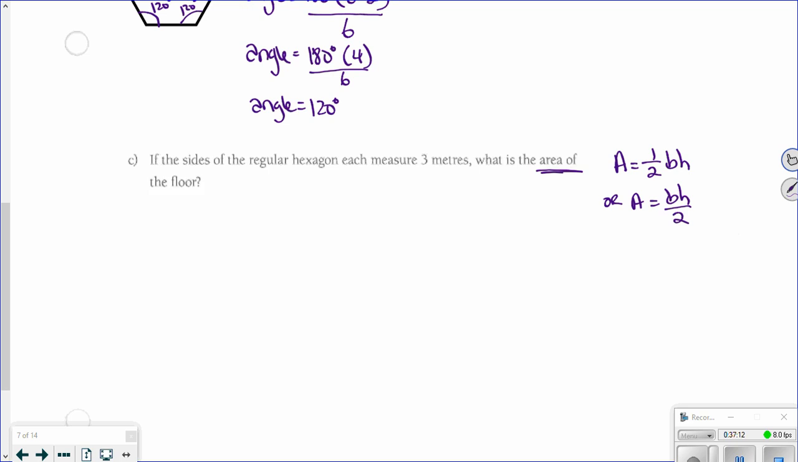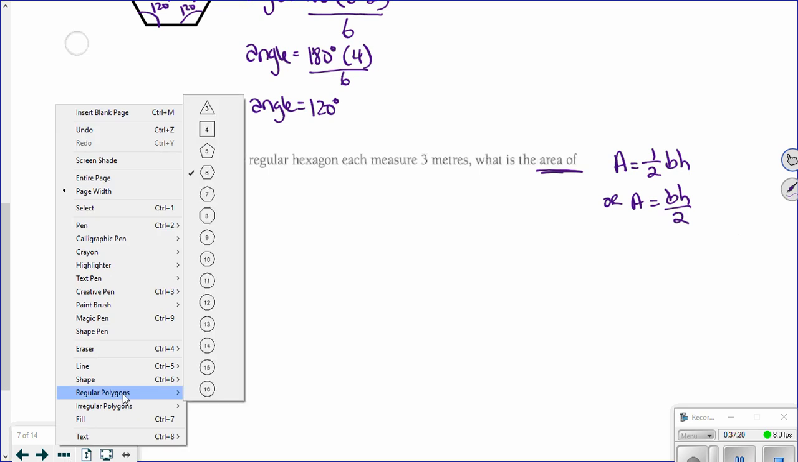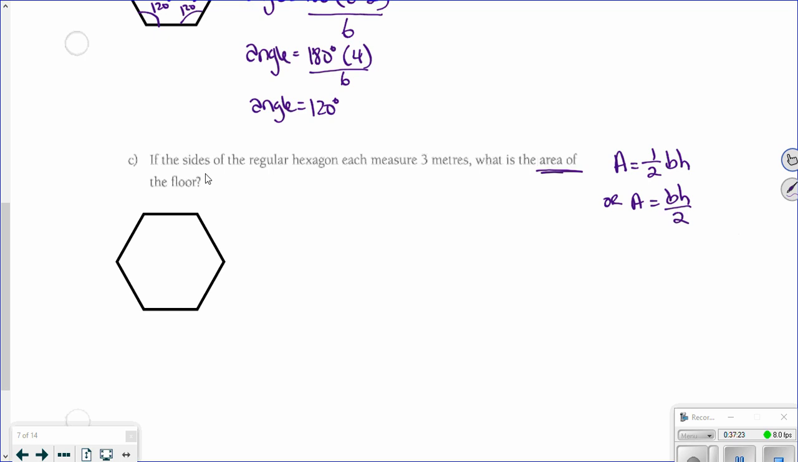And I know I can split my hexagon into triangles. So if I look back at my hexagon, I'm going to split it into triangles. It's made up of 6 triangles. So what that means is if I can find the area of one of those triangles, I can multiply it by 6 to get the entire area of my hexagon.